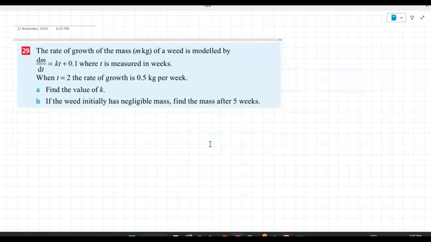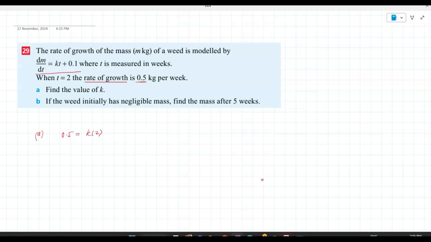Now this is applied in a context. So let me work it out. So you've been given the rate. Rate means it's a derivative. The rate of growth is 0.5. So you have this equation. You have to integrate and answer.